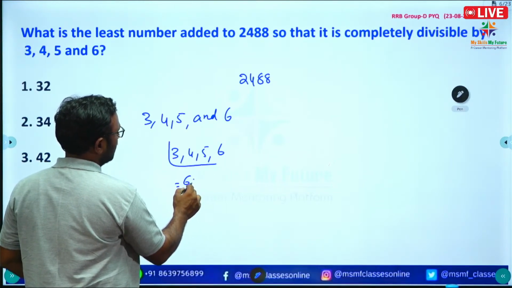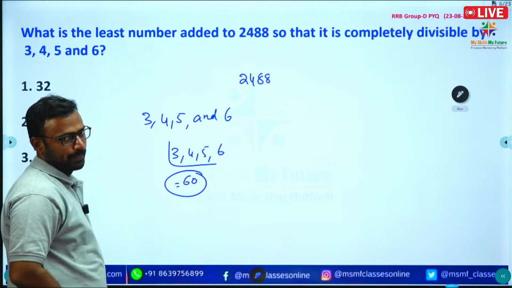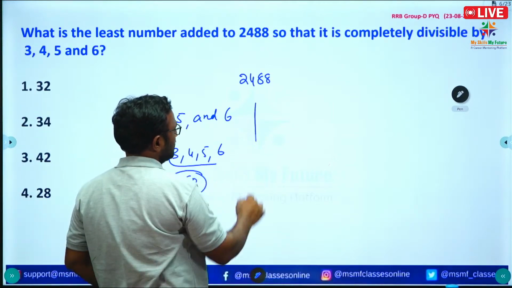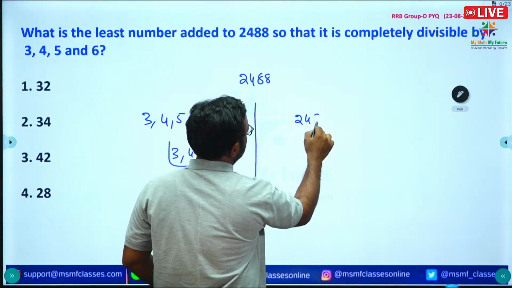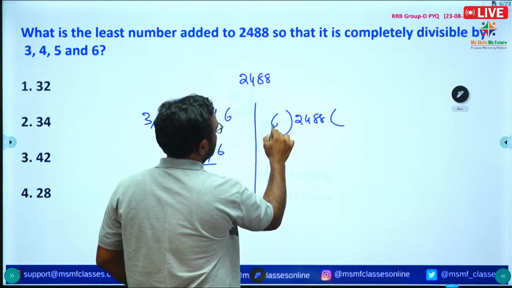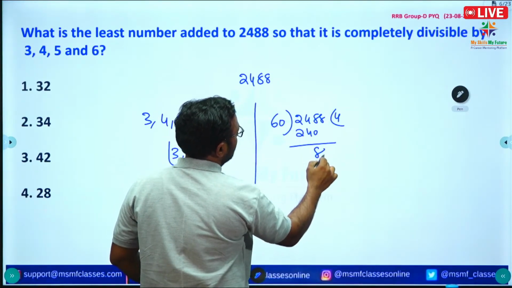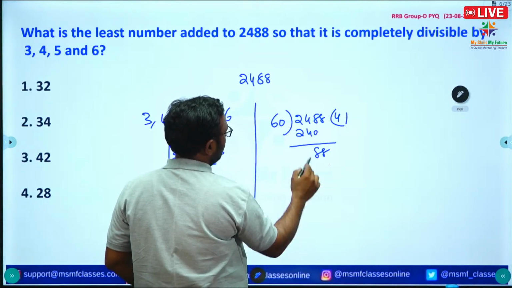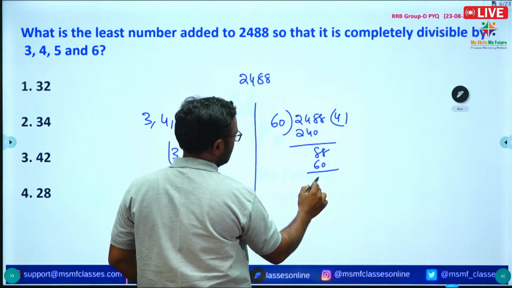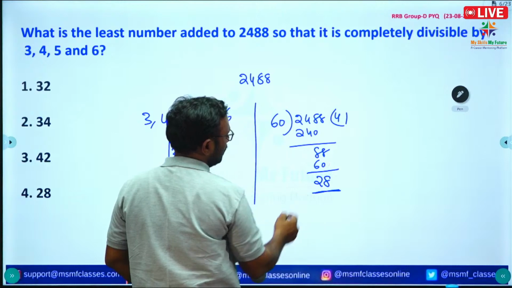Okay, so we get the LCM, that is 60. Right, so just divide this number with 60. Okay, so 60 4s are 240. So 88, 60 into 1 we get 60. Here the remainder is 28.